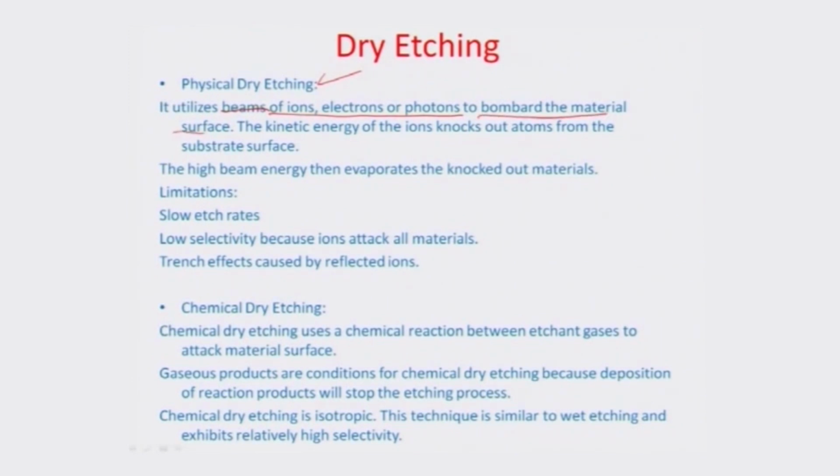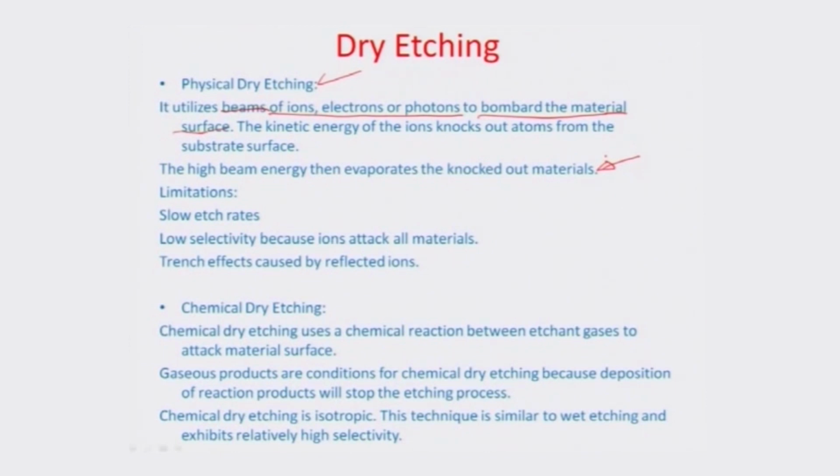So, it would kick off the material which is placed on the surface and well bonded. So, there is an exchange of kinetic energy, and ions and atoms come out from the substrate surface because of this kinetic energy delivered onto the substrate. The high beam energy sometimes evaporates the knocked out material, and we will actually study in great detail the mechanics of removal of material when we talk about electron beam machining or e beam machining.